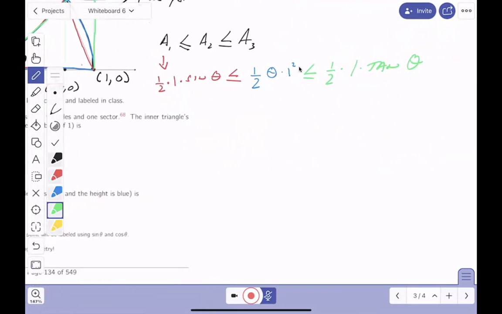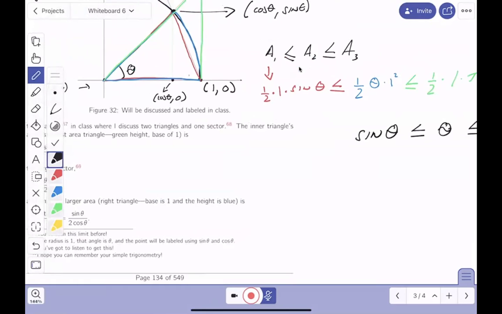All right, I need to get that simplified, and that looks just outrageously difficult to me. I can multiply all sides by 2. What do you get? Sine theta less than or equal to theta less than or equal to, I'm multiplying by 2, right? And what's tan? Sine theta over cosine theta. Now, by the way, I want to keep it simple. I want to tell you theta is going to be greater than 0 for this picture.